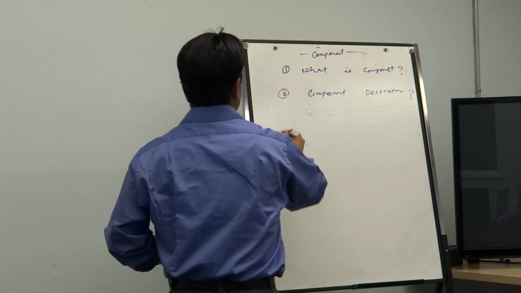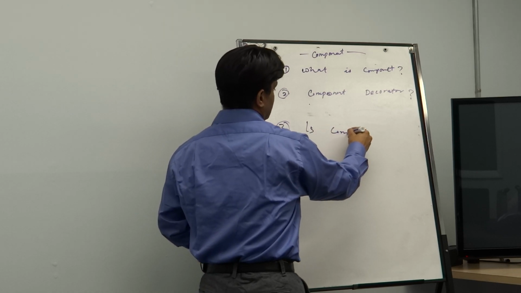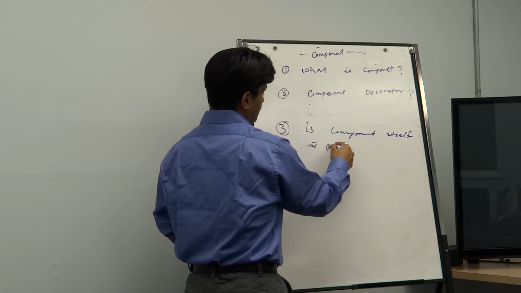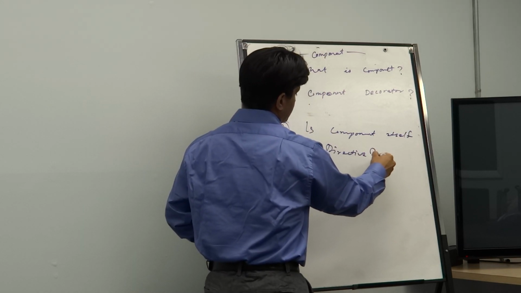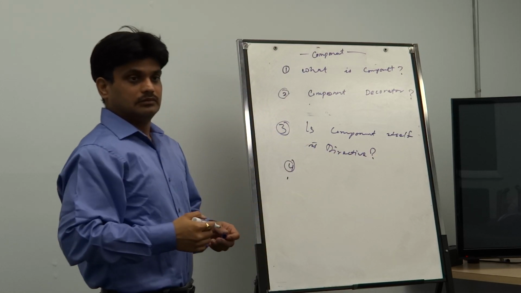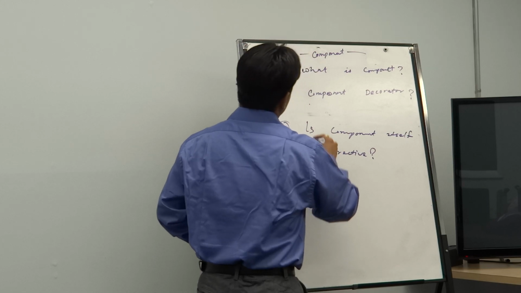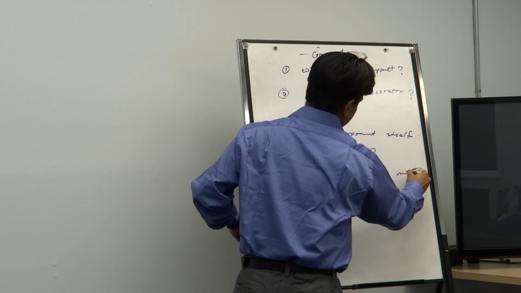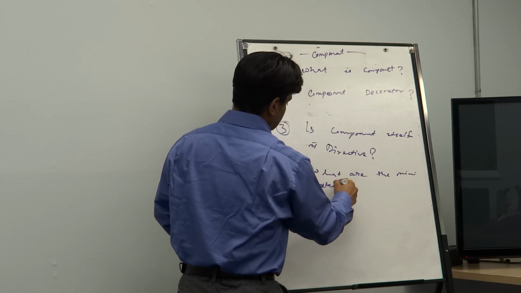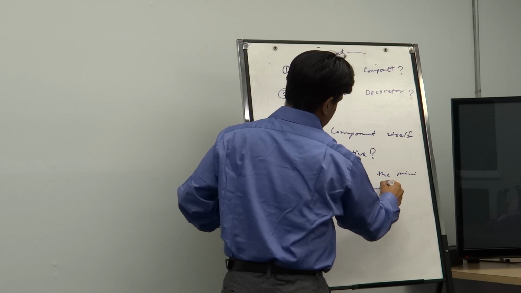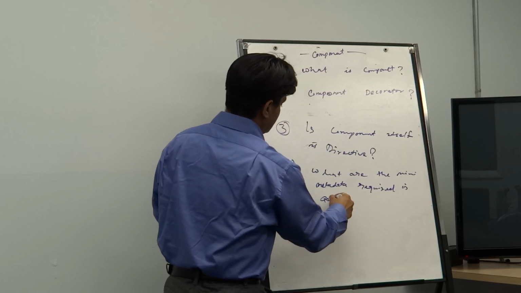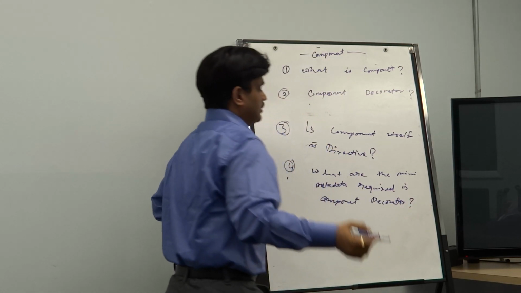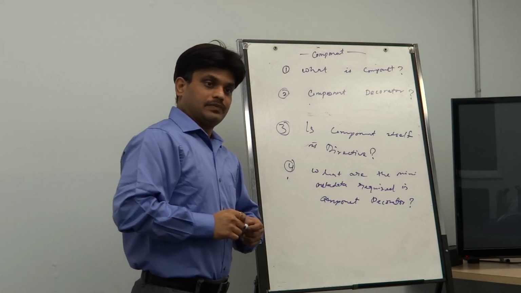And then you will ask yourself or others: is a component itself a directive? Is it true? Right? And then, what is the minimum metadata required in the component decorator? So what is the minimum metadata that is needed?